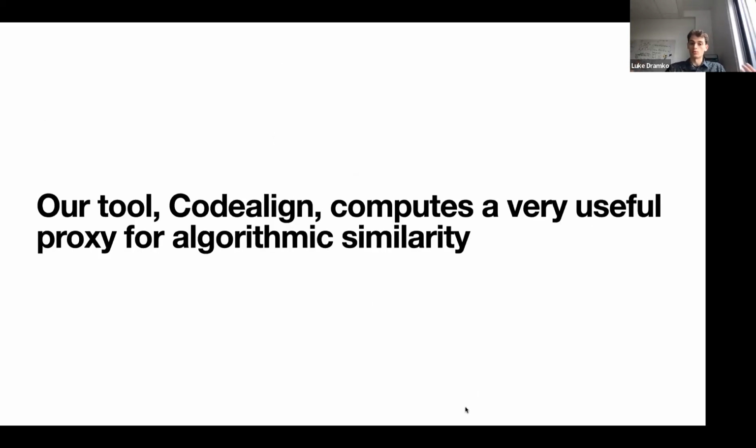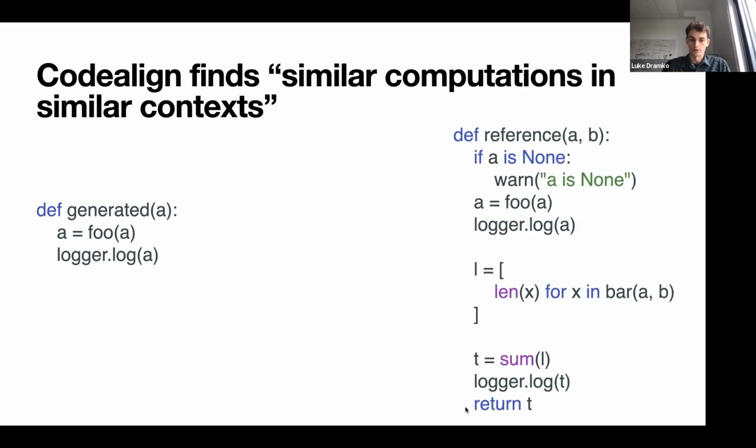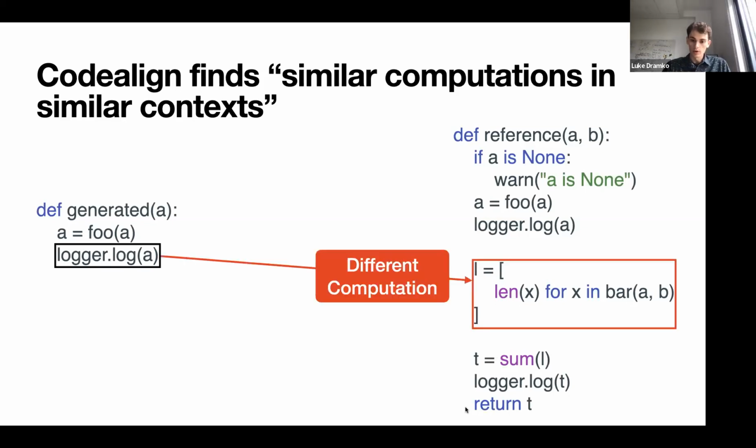So we've developed a tool called CodeAlign, which computes a very useful proxy for algorithmic similarity. There are a few little asterisks on this where this is not 100% algorithmic similarity, but it ends up being pretty good in practice. So what CodeAlign does is it finds similar computations in similar contexts. So take this example function, and then we'll compare it to this other function. And then further, let's consider this logging statement. If we compare this logging statement with this list comprehension, these are just completely different computations. They do very, very different things. So we never say that these are really the same in any way.